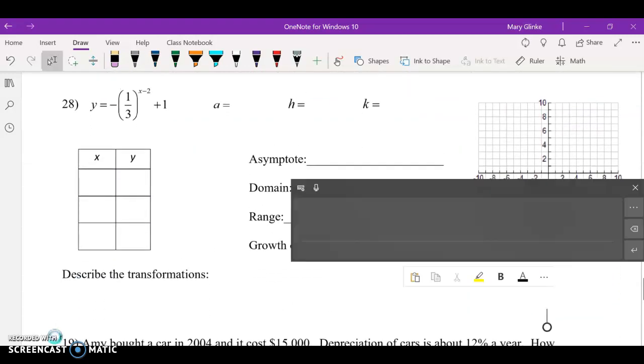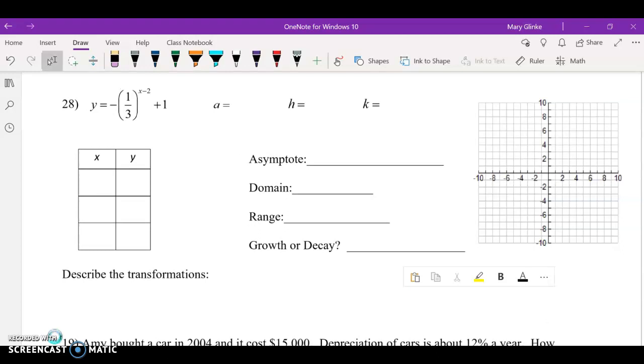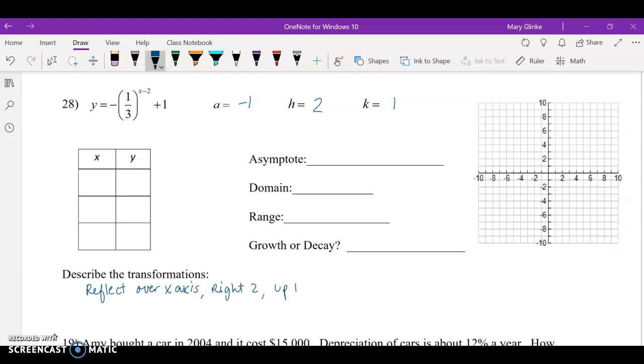So our last graphing example here, number 23, your a value here is -1, your h value here is going to be +2, and your k value here is +1, which means our graph is reflected over the x-axis, moved right 2, and up 1. Our asymptote here is going to be y equals 1. And our domain is from -infinity to +infinity.